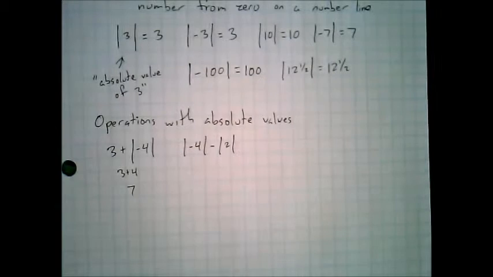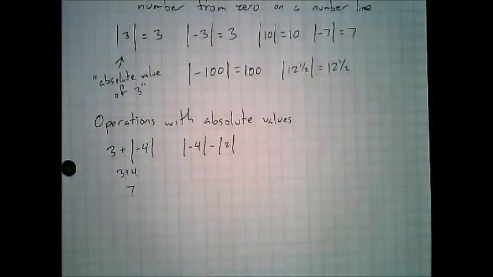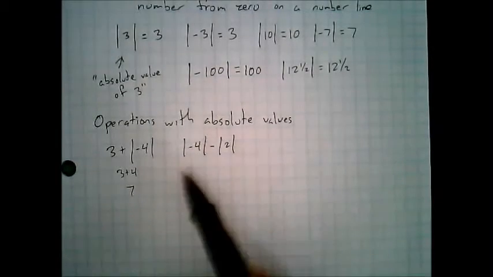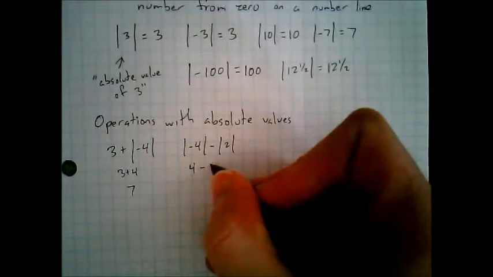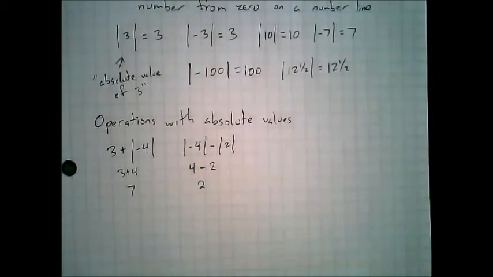You can quickly try this one. We're doing the absolute value of -4 minus the absolute value of 2. So the absolute value of -4 is 4. The absolute value of 2 is 2. So we're doing 4 minus 2, which is simply 2.